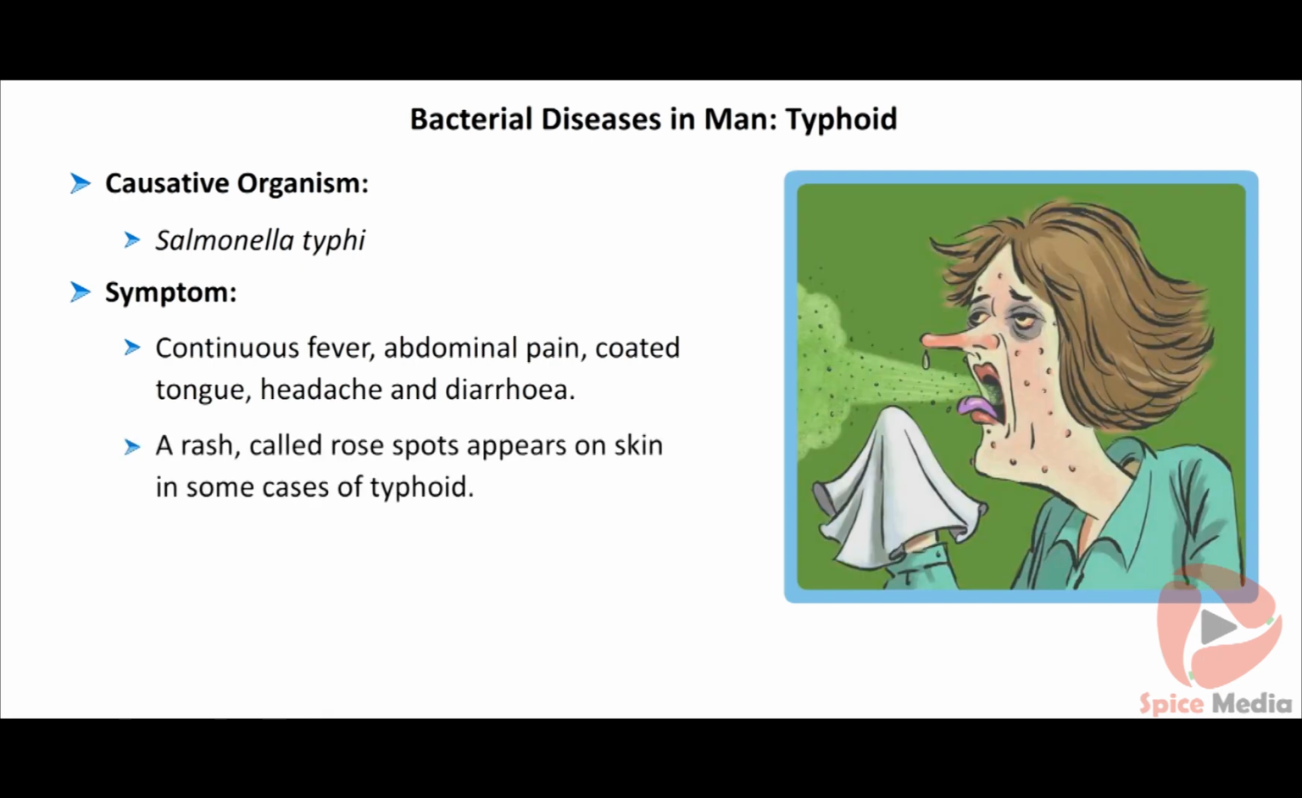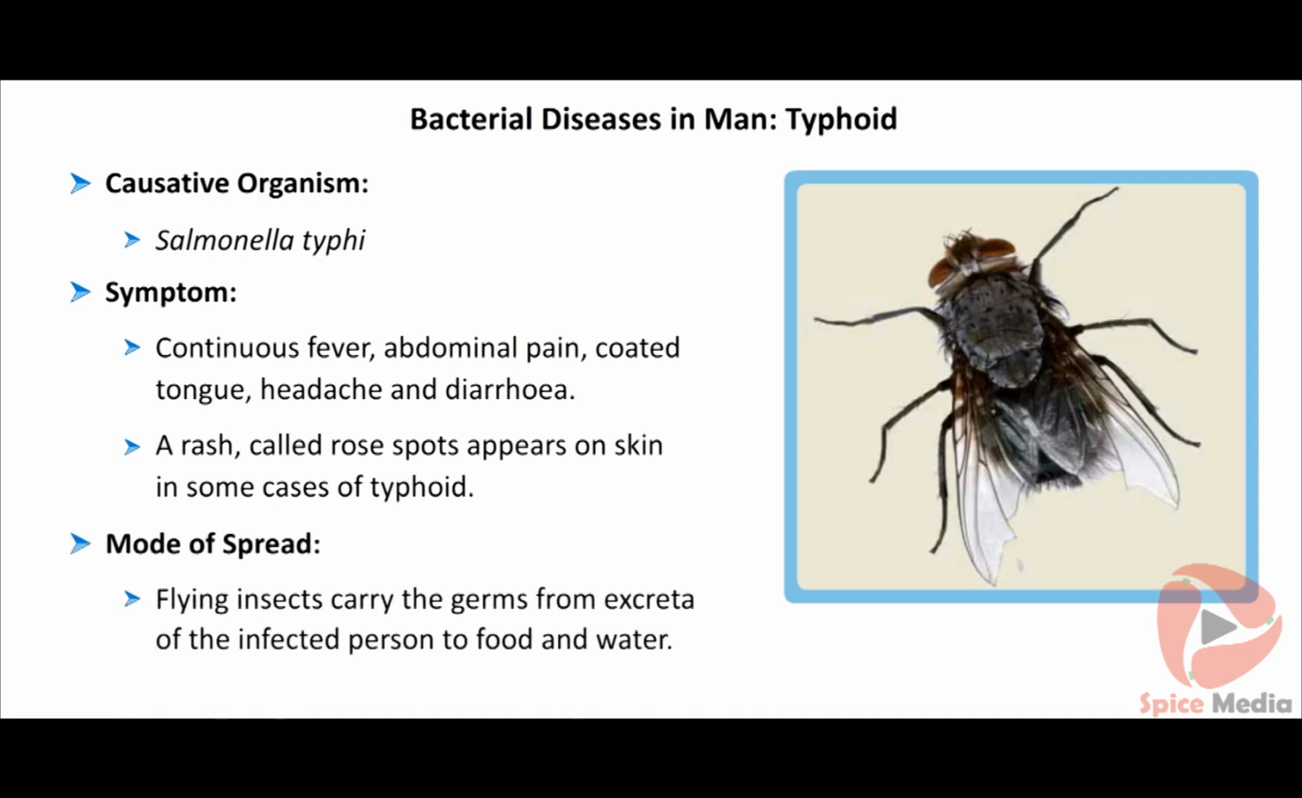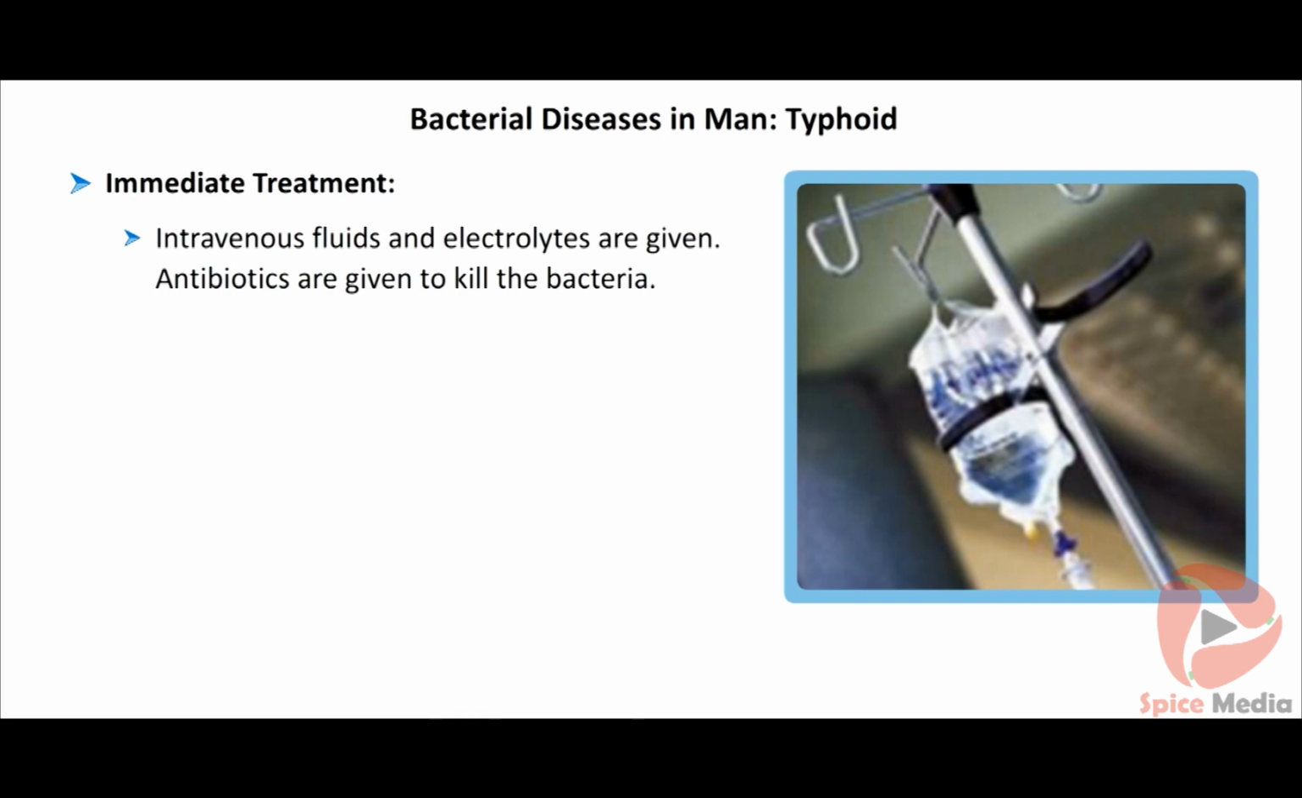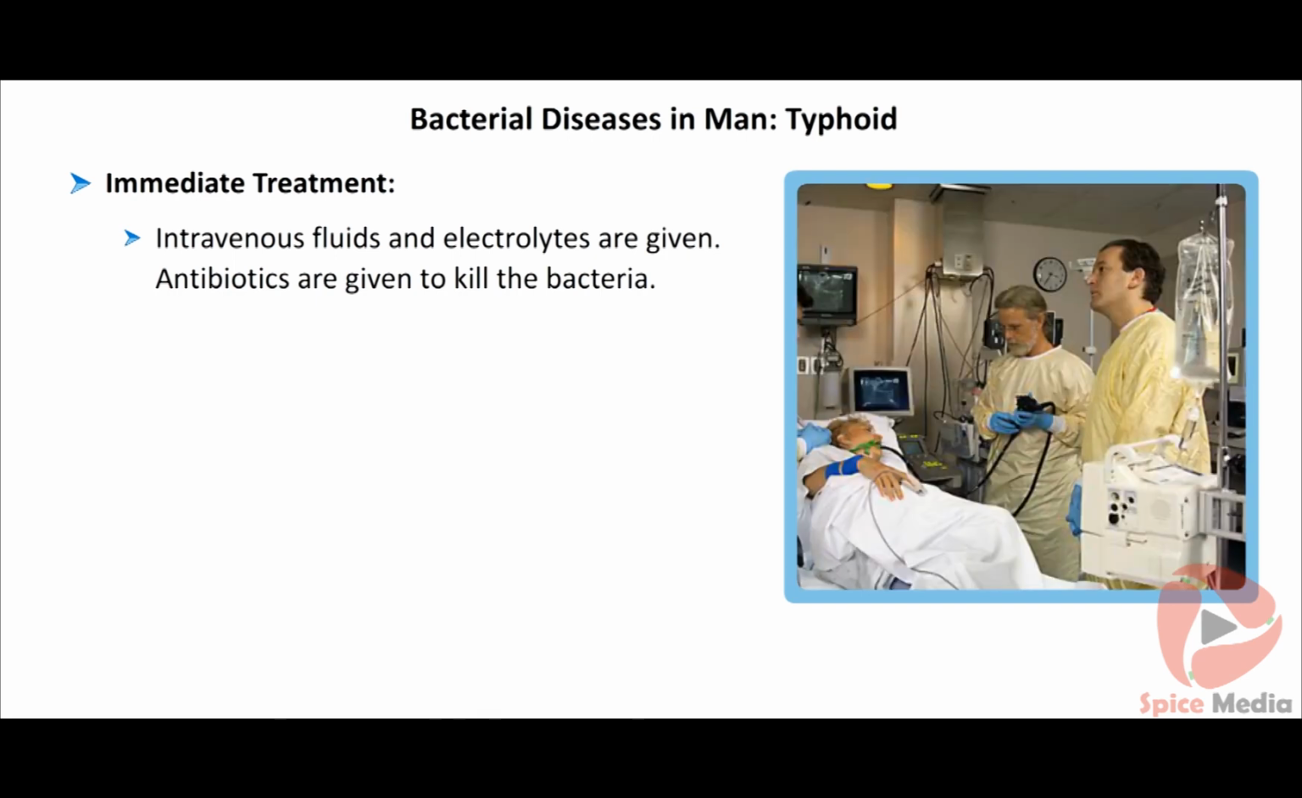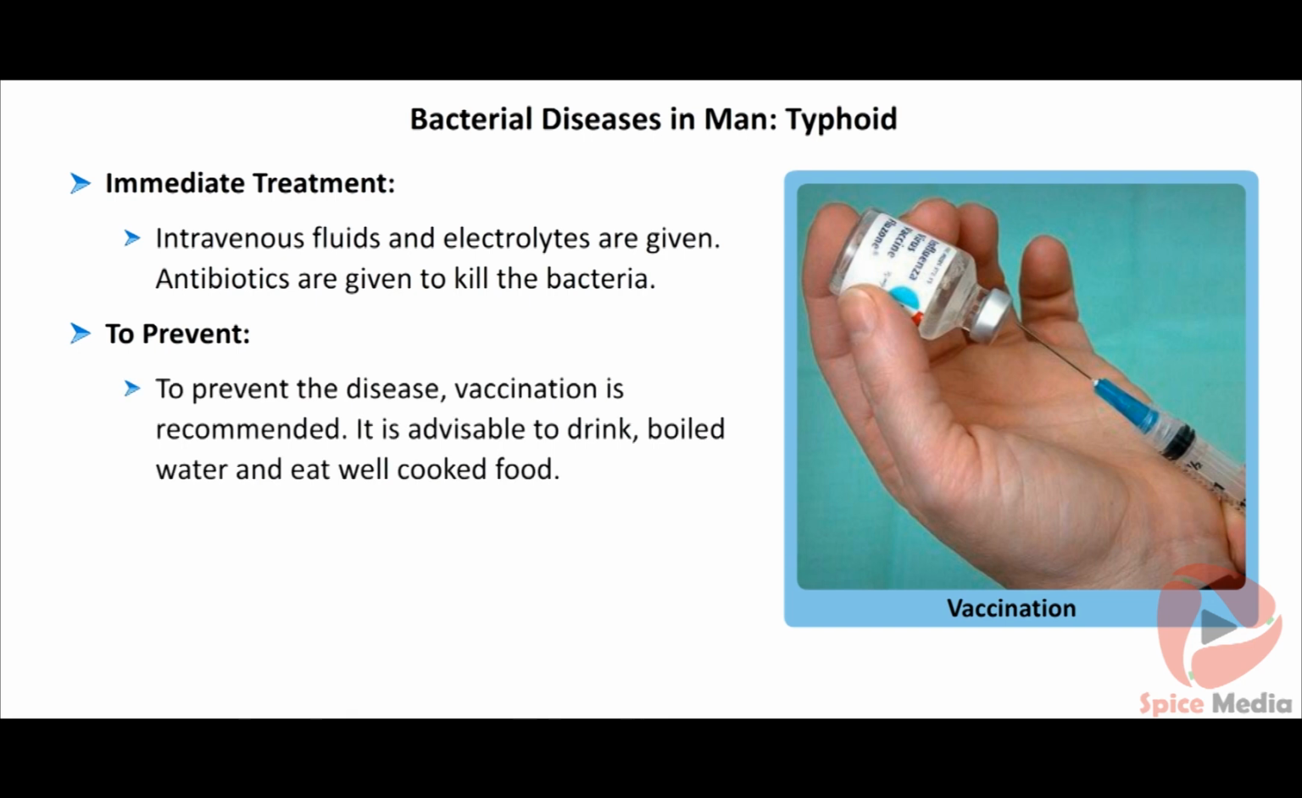Cholera, typhoid, diphtheria, whooping cough, tetanus, tuberculosis, and leprosy are some of the common bacterial diseases. Salmonella typhi is the bacteria responsible for causing typhoid. This disease is characterized by symptoms like continuous fever, abdominal pain, coated tongue, headache, and diarrhea. A rash called rose spots appears on skin in some cases of typhoid.